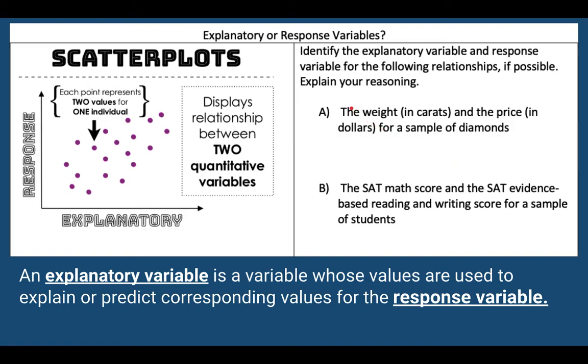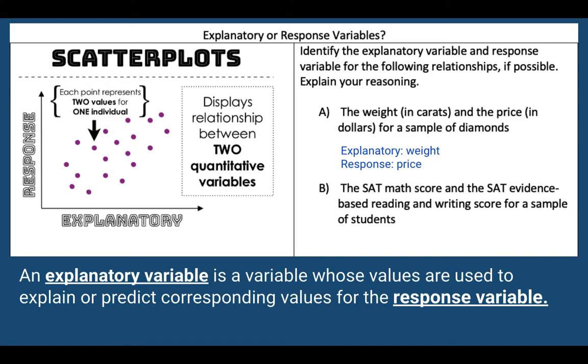So you have two scenarios here. In these two scenarios, we are going to identify the explanatory and the response variable. When I read this first one, the weight in carats and the price in dollars for a sample of diamonds, I think, well, which one could predict the other? I'm thinking the weight of a diamond ring is going to predict the cost. So I say that the explanatory is the weight and the response is the price. Letter B is not as obvious to me: the SAT score and the SAT evidence-based reading and writing score for a sample of students.